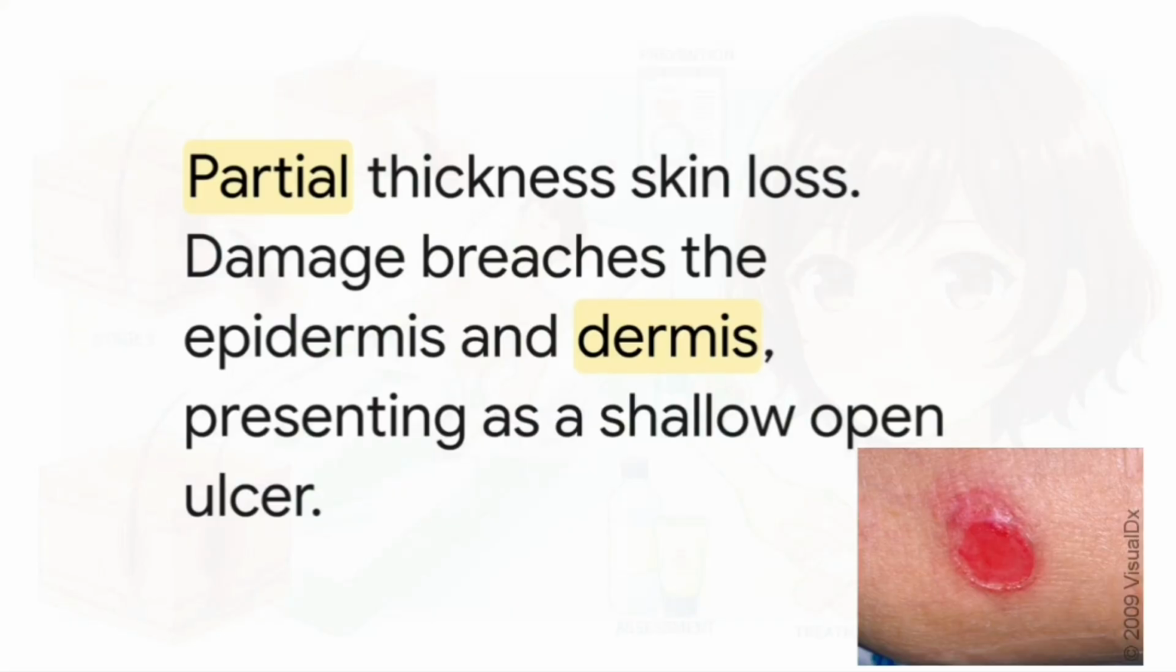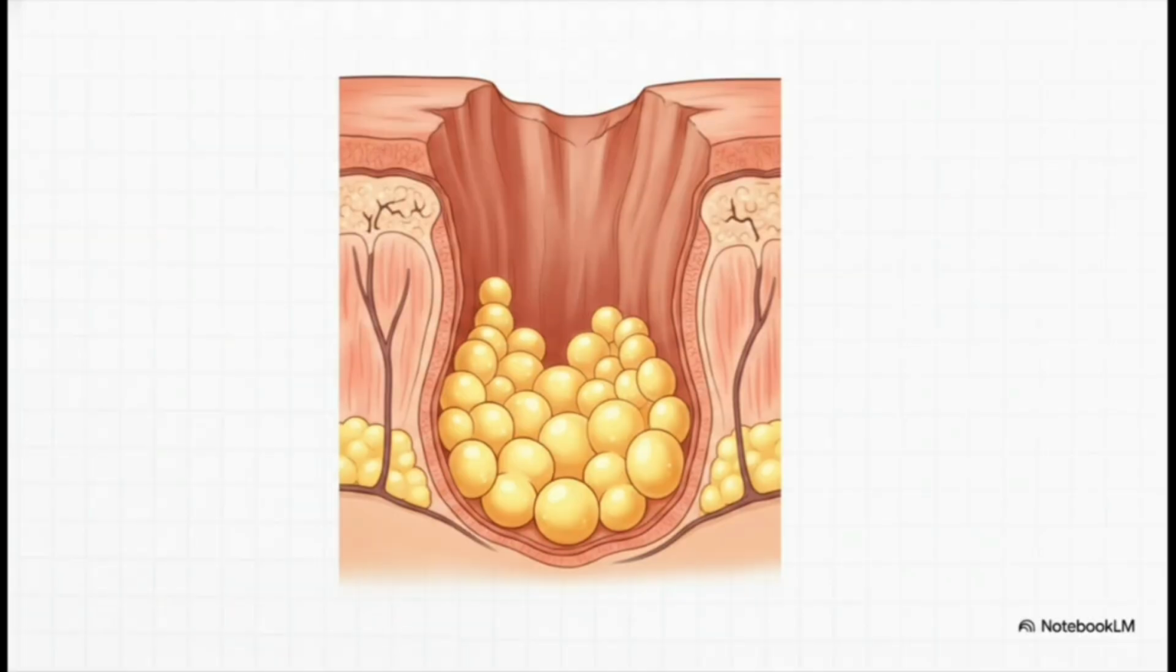If you miss that window, it rapidly escalates into stage 2. Here we're looking at partial thickness skin loss. The damage has officially breached the epidermis and the dermis. It usually presents as a shallow open ulcer, maybe an abrasion or a fluid-filled blister with a really red-pink wound bed. Now, you won't see any slough here, but make no mistake, it is an incredibly painful, shallow open wound. And it gets worse. By stage 3, we're dealing with full thickness skin loss.